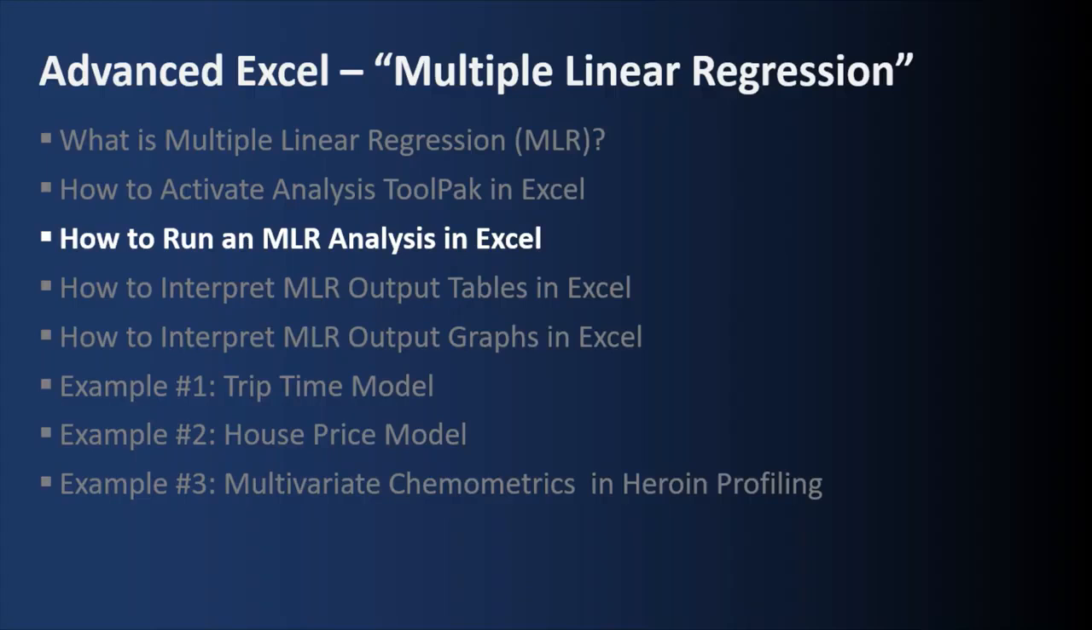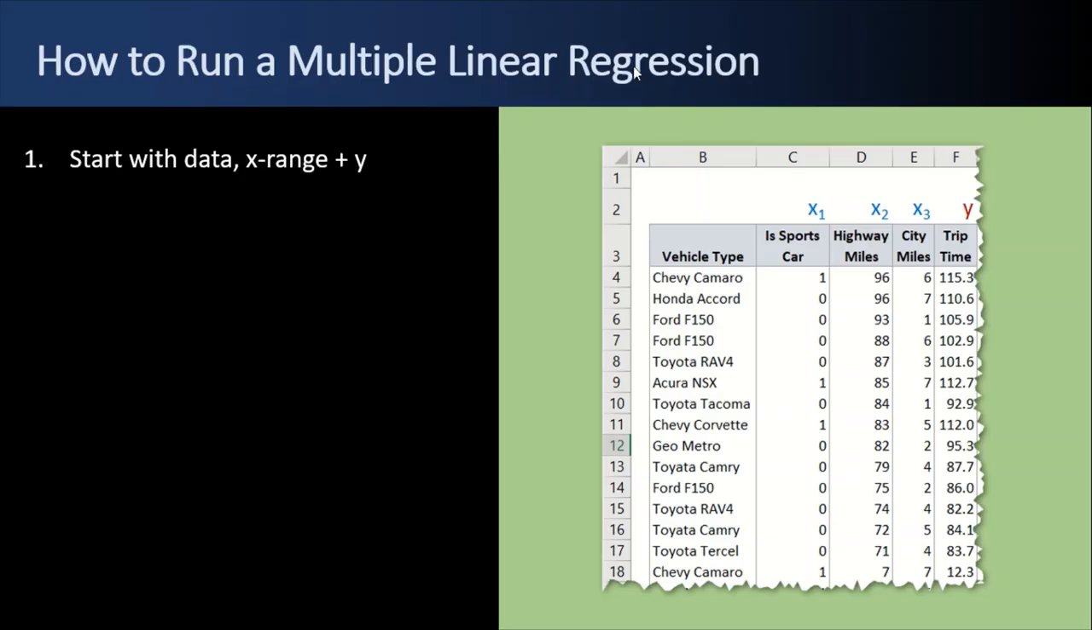Next up, how to run an MLR analysis in Excel. So how do we run multiple linear regression in Excel? Well, we have to start with data. We have to have an X range of independent variables. That's the values that are going to feed into the equation. So in this case, is this a sports car? 1 is yes, 0 is no. How many highway miles were driven? How many city miles were driven? And we have our Y dependent target variable that's being predicted. And in this case, it's not predicted.